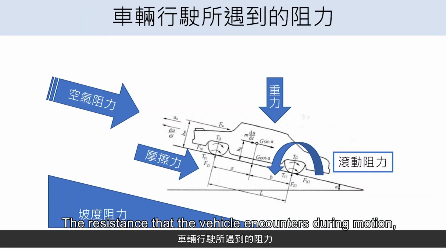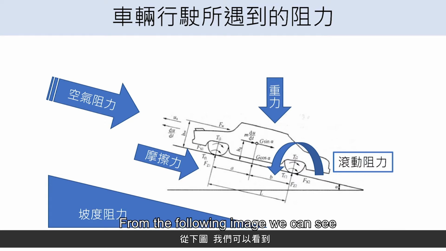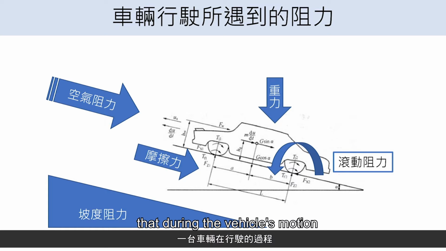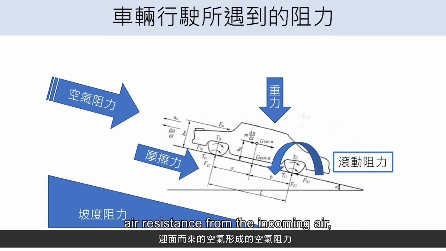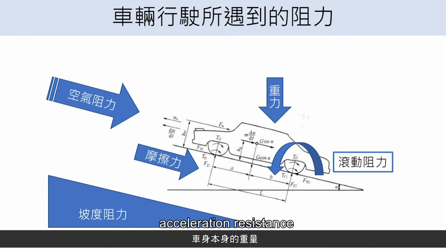vehicle encounters during motion. From the following image, we can see that during the vehicle's motion, it will sustain rolling resistance from the road, air resistance from the incoming air, acceleration resistance from the weight of the car, friction given to the car from the unevenness of the ground surface, or grade resistance from a slope.